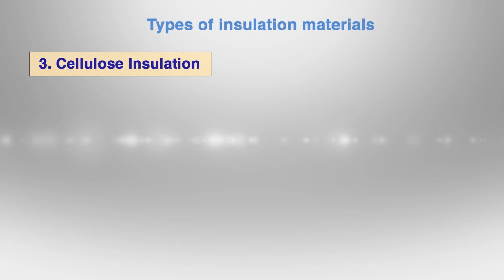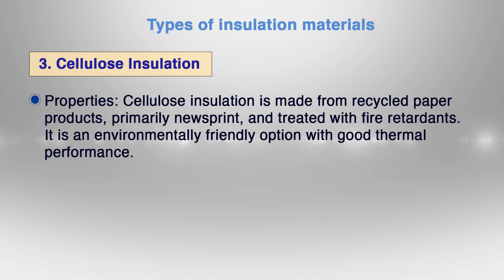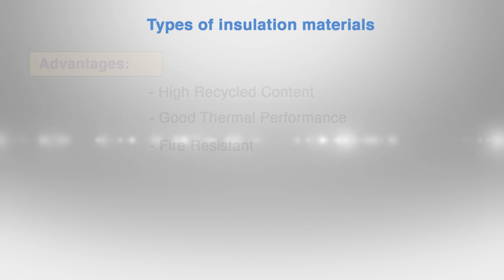Third one is cellulose insulation. It has some properties. Cellulose insulation is made from recycled paper products, primarily newsprint, and treated with fire retardant. It is an environmentally friendly option with good thermal performance.